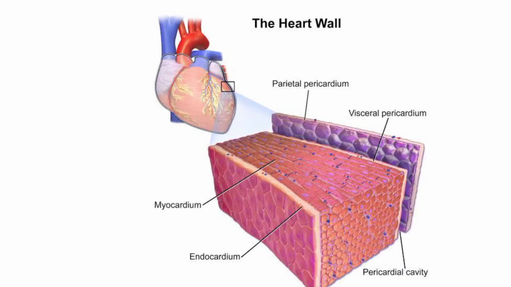Pericardium has mainly two layers, serous pericardium and the fibrous layer. And serous pericardium has another two layers, that's a parietal and visceral layer. The one which touches the heart structure is the visceral layer, and outer to it is the parietal layer.